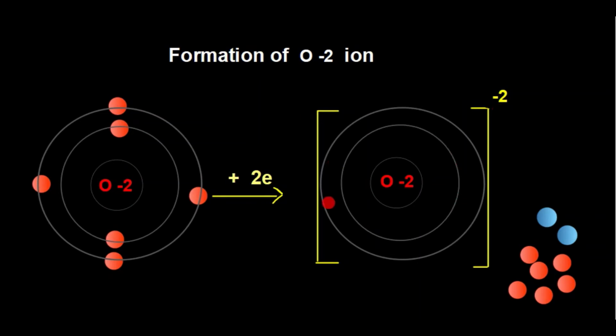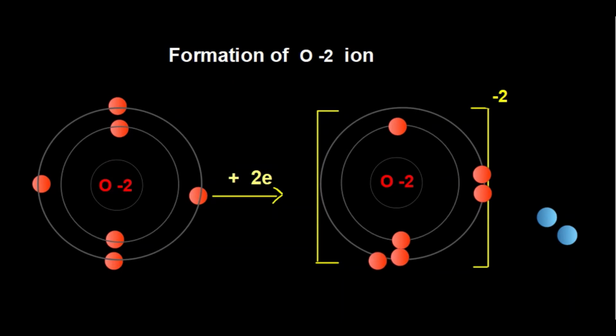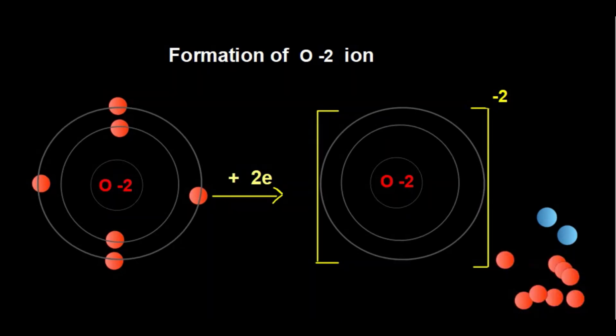Now we will write the electron dot structure for the oxide ion. We will write 2 electrons in the K shell, that is 1, 2. Then we write 8 electrons in the valence shell after the gain of 2 electrons. The octet is completed, so we write 8 electrons in the valence shell: 1, 2, 3, 4.